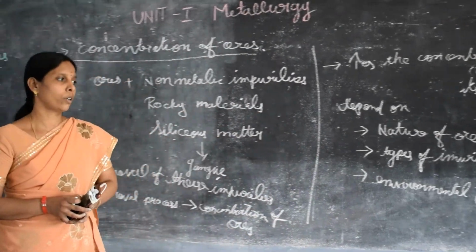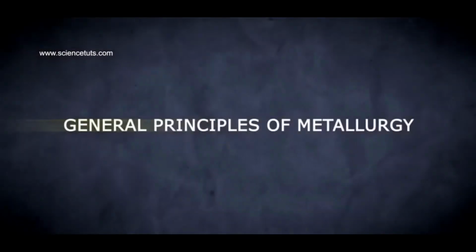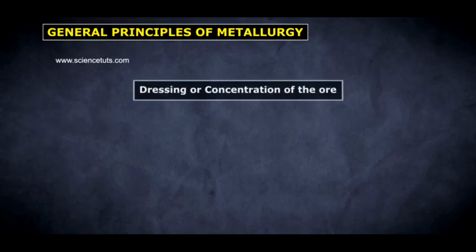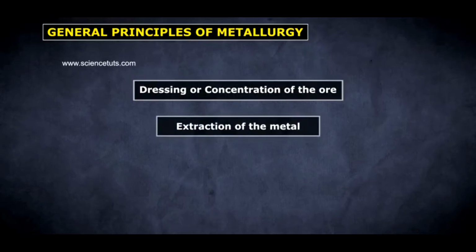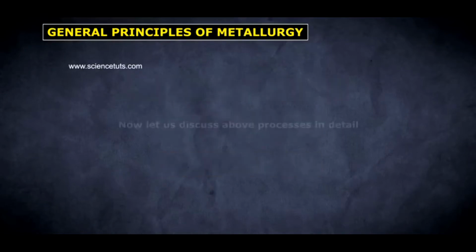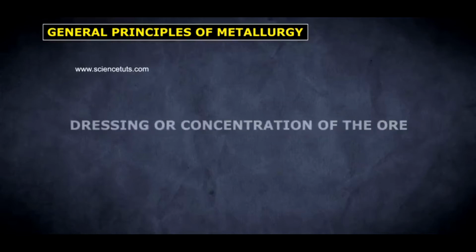Okay, students, now we are going to see this topic in detail in this video. General principles of metallurgy. Certain basic operations are usually required for the extraction of metals from their ores. They are dressing or concentration of the ore, extraction of the metal, and purification or refining. Now let us discuss the above processes in detail. Dressing or concentration of the ore.